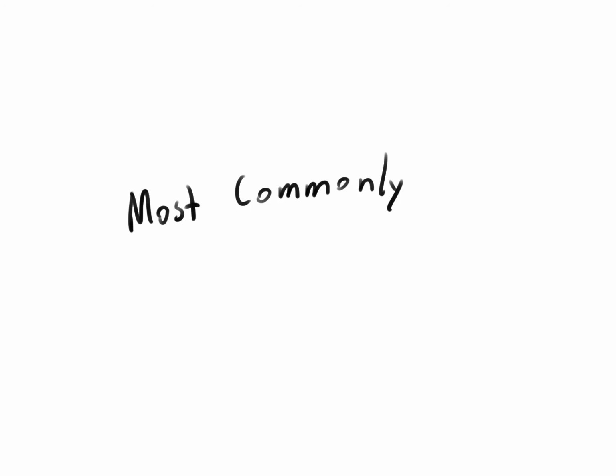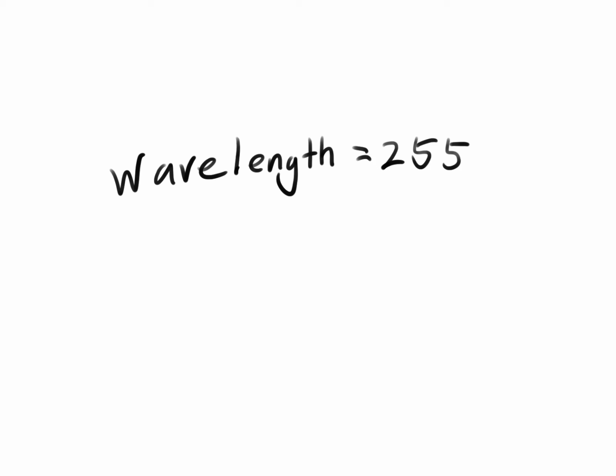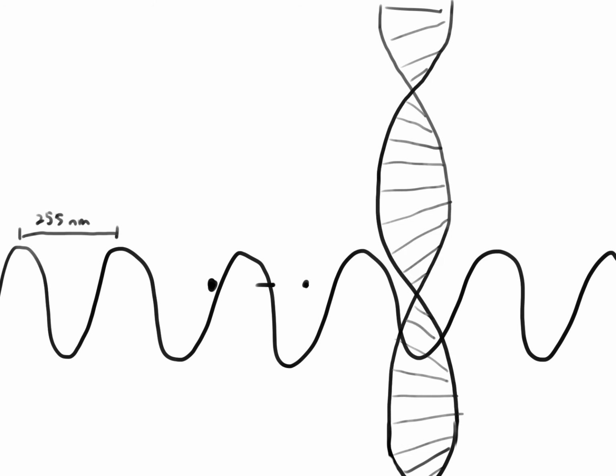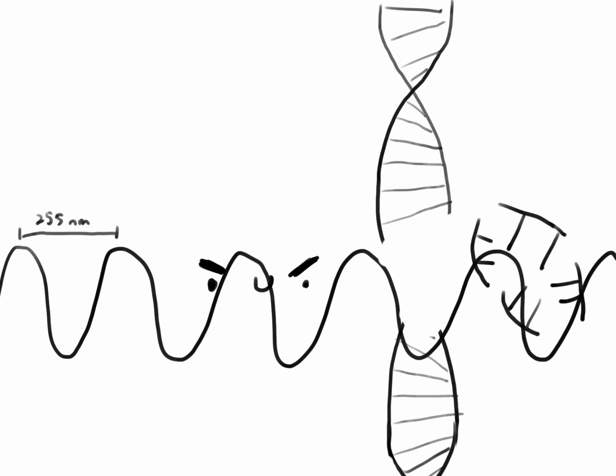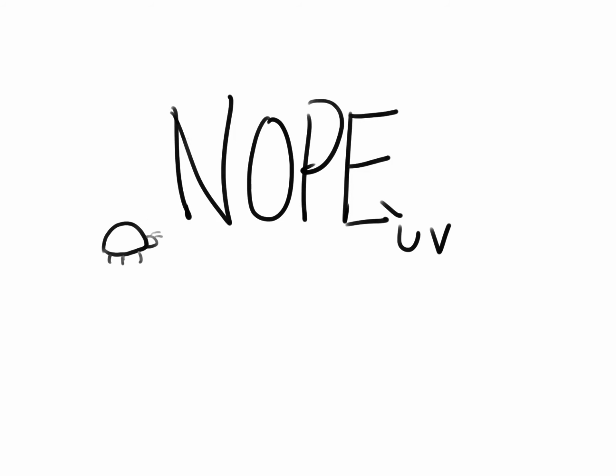UV light is most commonly used for disinfection, specifically at a wavelength of 255 nanometers. UV rays at this specific wavelength, when shined onto bugs and bacteria, will destroy the DNA in them, therefore preventing them from being able to undergo mitosis, which basically means they're dead.